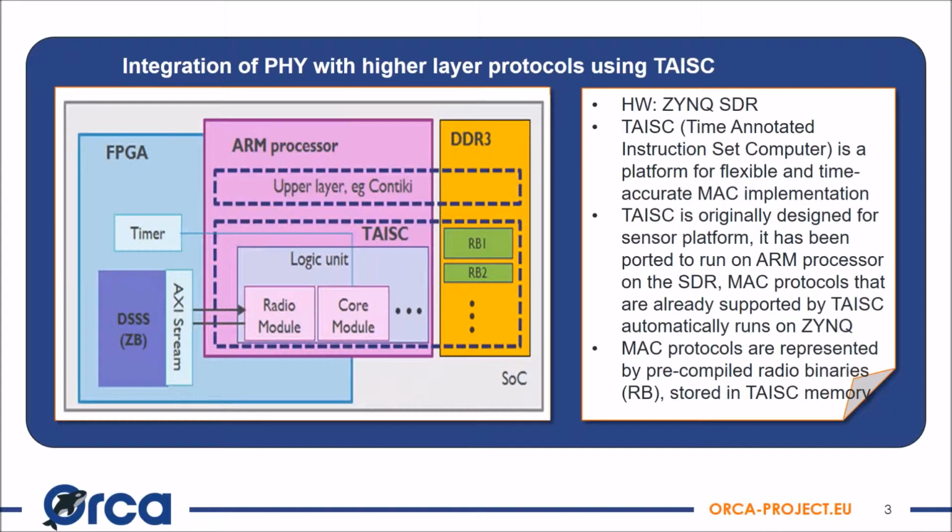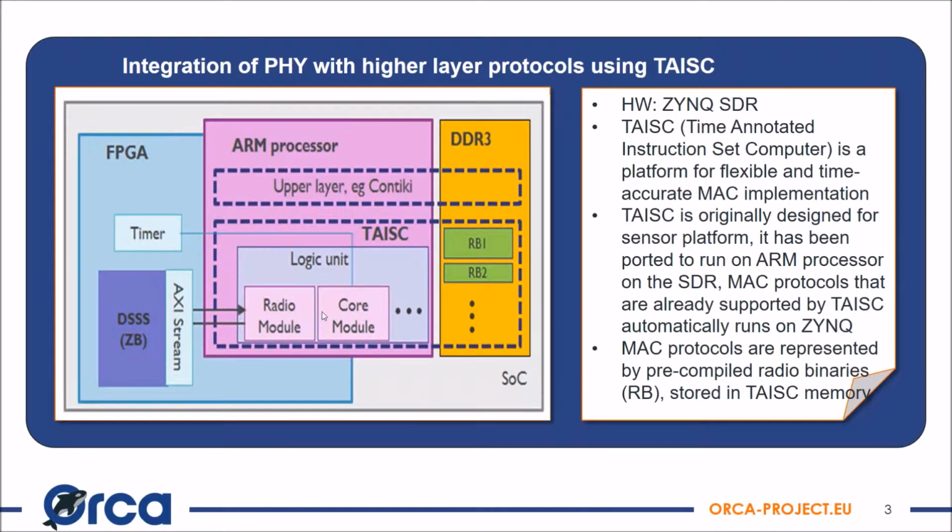The advantage of using TISC is that the MAC protocols that were already supported by TISC before are now also automatically supported on the Zinc SDR. So it allows for flexible design and easy switching between MAC protocols. The basic idea or structure of TISC is comparable to a computer. So it has a memory and a TISC core.